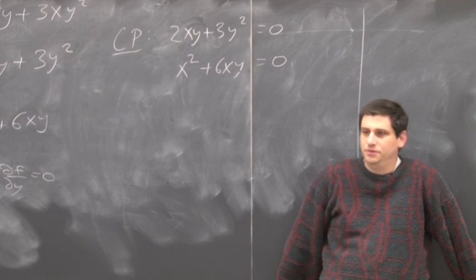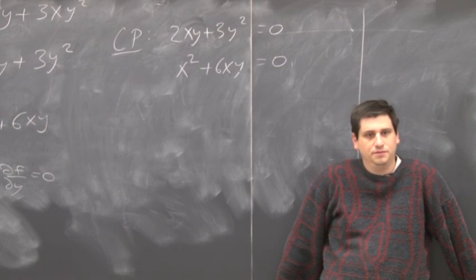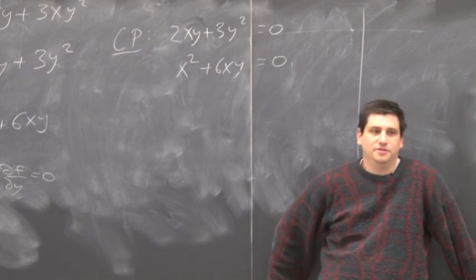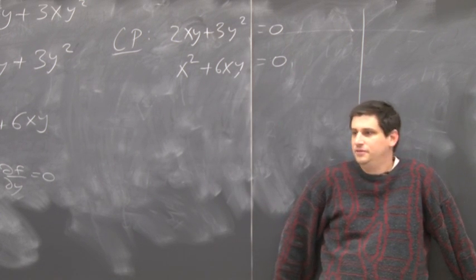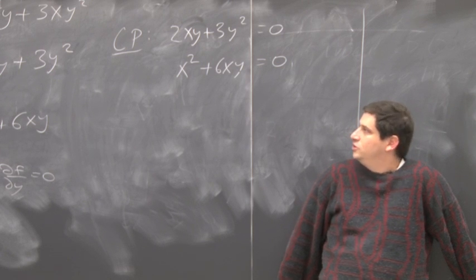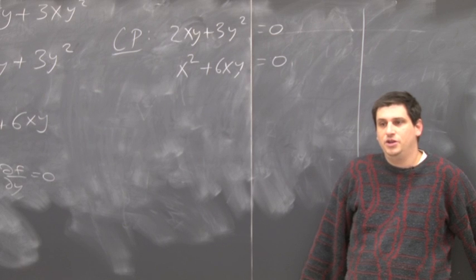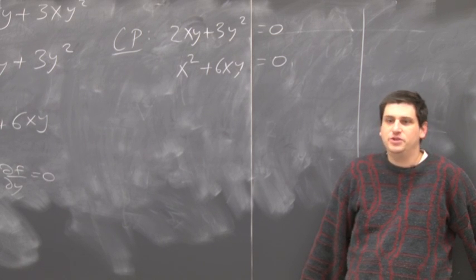What else could we do? What would you love to do to the second line? Factor. So you could factor it as x times x plus 6y. You can't just cancel the x. Why can't you cancel the x?